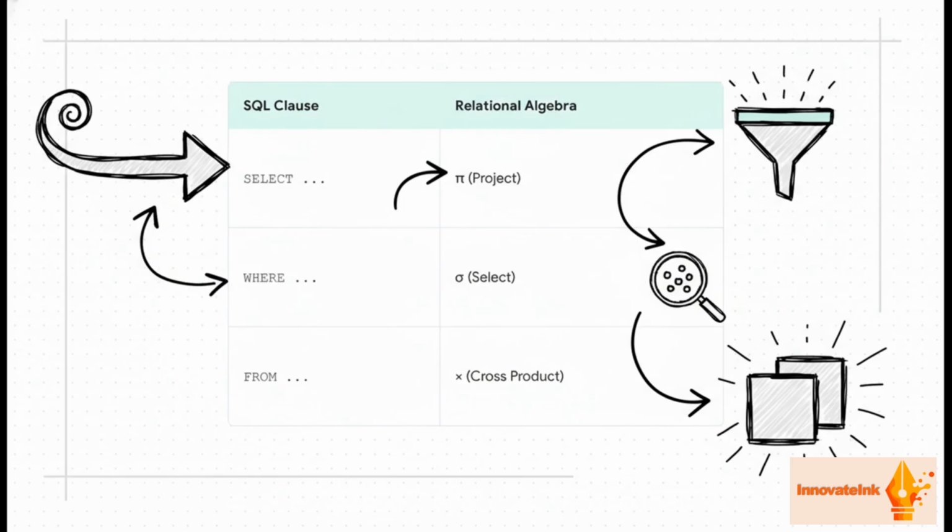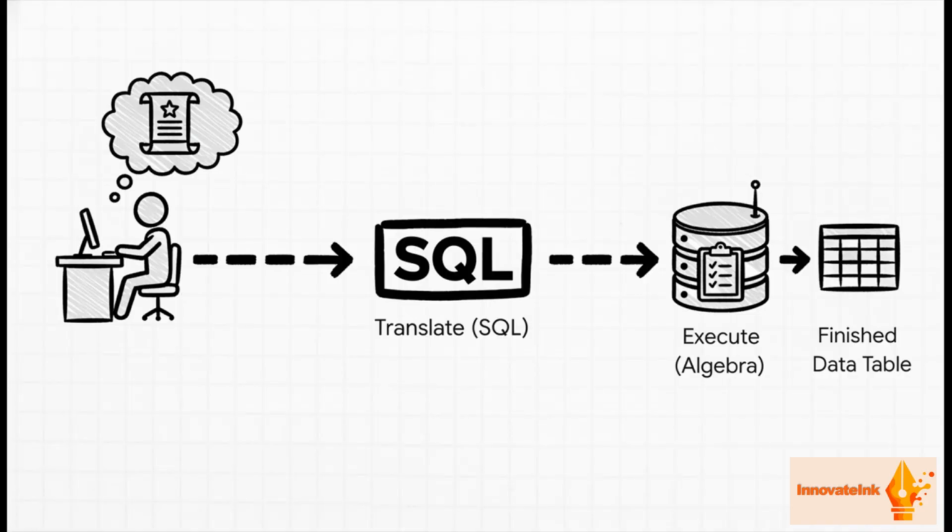The SQL that you write all the time is a direct practical application of relational algebra. Your SQL select clause, that's just the project operator, pi. Your where clause, that's the select operator, sigma. And the from clause when you're joining tables, under the hood, it's based on that cross product operator. It's all connected.